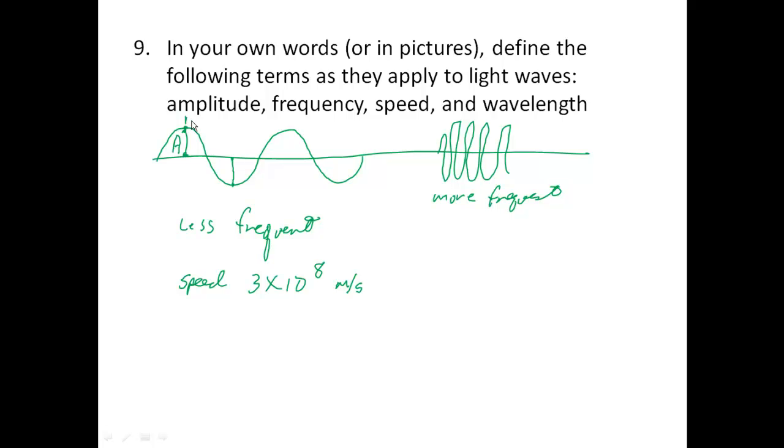And what is wavelength? Wavelength is typically from crest to crest. You could measure it from the bottom to the bottom of the next one. Those are called troughs. That's okay as well. All right, but you're essentially going crest to crest or bottom to bottom.